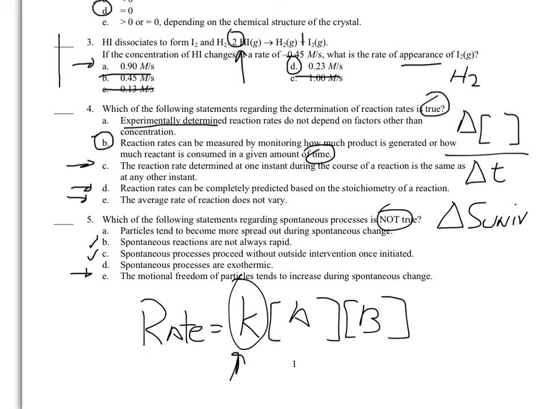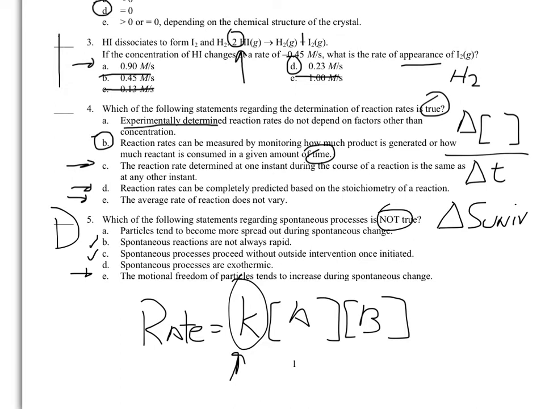Spontaneous processes are exothermic because ice pack. Just because you're spontaneous doesn't mean you're releasing heat. You can also consume heat, and that has to do with the delta H versus the delta S, so that the overall delta G is negative for spontaneous process.